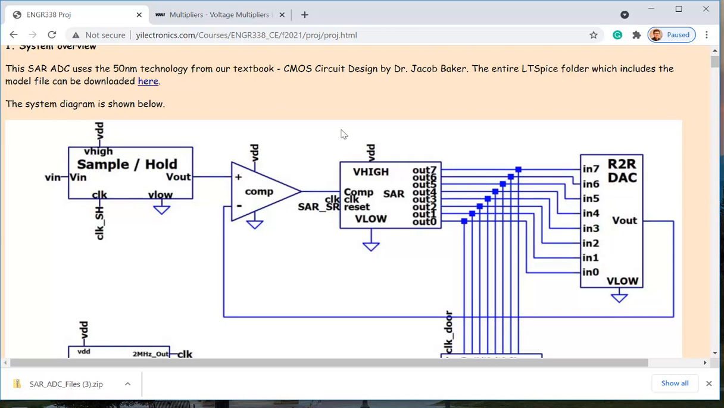Which means that the students taking this class next year are not going to fabricate that ADC under the 500 nanometer technology. But as long as we have the schematic and layout there, it's ready. Whenever there's a chance, I'm going to send it out for fabrication. So we can have a 5 volts version and a 1 volt version for the ADC.